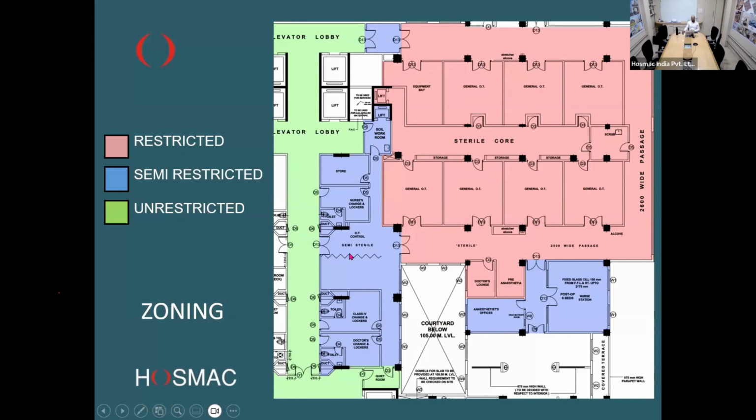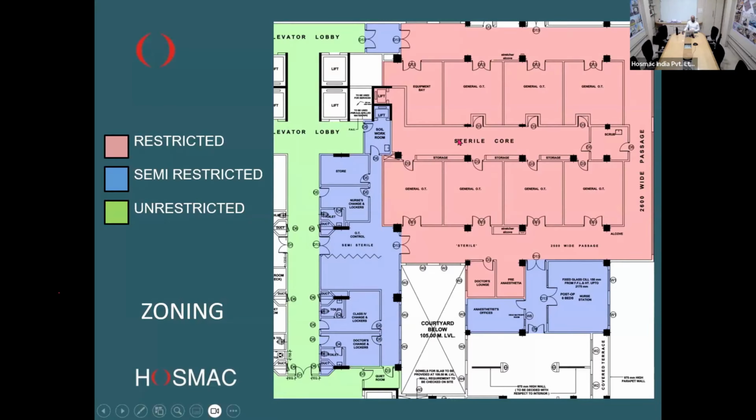The staff moves in through this change room. These are change rooms. They enter from the unrestricted zone, change, and then get into the semi-restricted zone, and thereafter into the sterile or restricted zone. So this again is the way the staff will be moving around and into the operating room and out of the operating room.